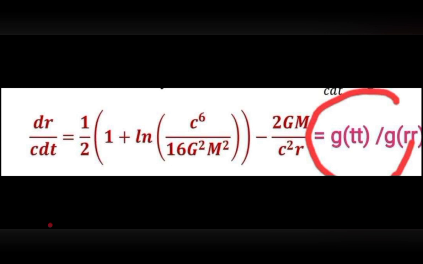عندما يسيطر الحد الثاني، الحد ناقص 2 جي ام على سي تربيع ار، تنقلب الأبعاد بالنسبة للمترية، حيث أن دي اس سكوير بدل ما يساوي دي تي سكوير ناقص دي اكس سكوير ناقص دي واي سكوير ناقص دي زد سكوير، تصبح ناقص دي تي سكوير زائد دي اكس سكوير زائد دي واي سكوير، وهكذا.